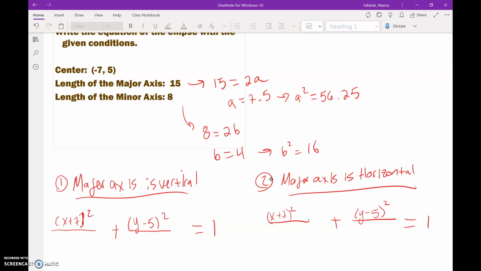And again, if the major axis is vertical, then it's attached to the larger value, right? We know that a squared and b squared are 56.25 and 16 respectively. So if the major axis is vertical, we would say 56.25 would go with the y value. And then that would leave 16 for the minor axis. And then obviously if the major axis is horizontal, this would be 56.25. And again, the y value would be 16.